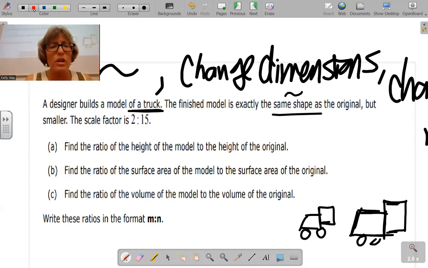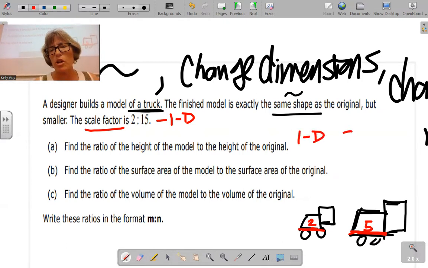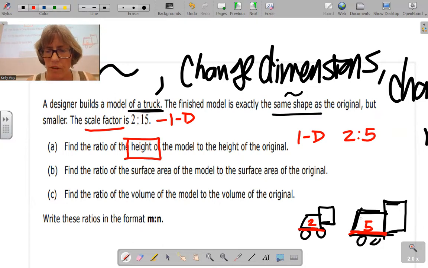When it says the scale factor, that is one dimension. Scale factor is length to length. So the ratio of one dimension is 2 to 5. Is it 15? Oh, good catch, Sean. 15. That makes more sense because it's to real life. So 2 to 15. Yay for finger tracking and reading out loud. So height is one dimension. It has the same ratio.